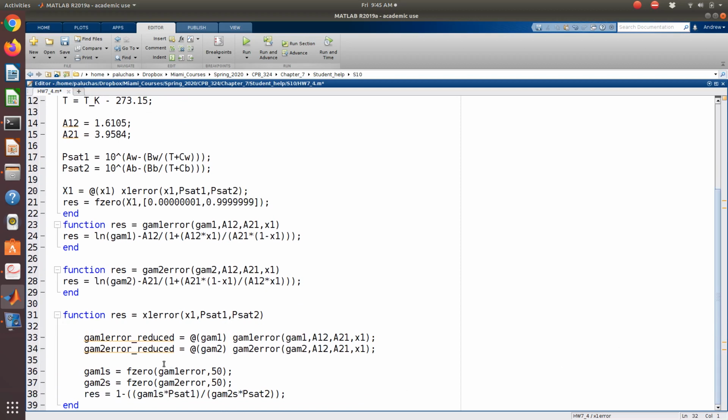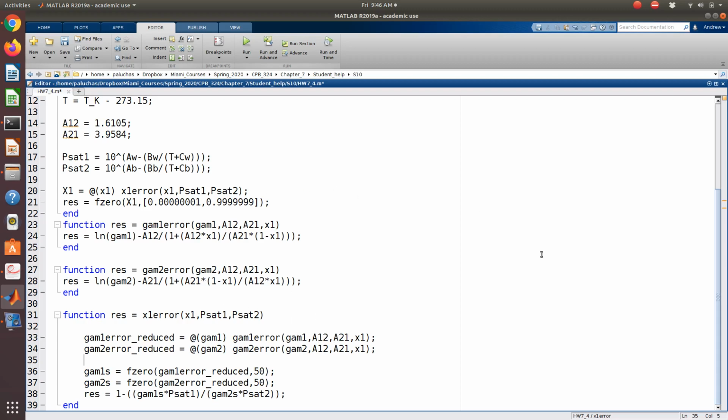So now I have these new anonymous functions that'll just have a single input, gam1. So what'll happen then here is this will become gam1 error reduced, gam2 error reduced, check, check. All right, so now I'm using my reduced error functions, which only have gam1 and gam2 as an input, which I can use to solve for gam1 and gam2. Okay, good. Then the only other piece of the puzzle is if I look at the input list here, so X1 I have, that's here, but now I need A12 and A21.